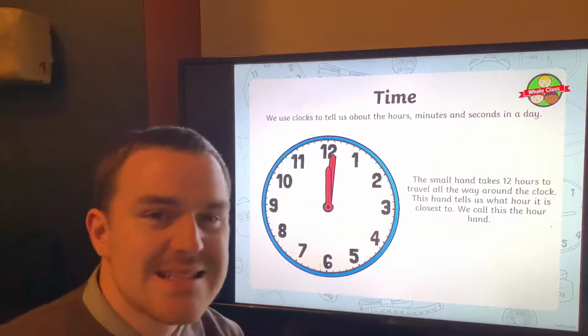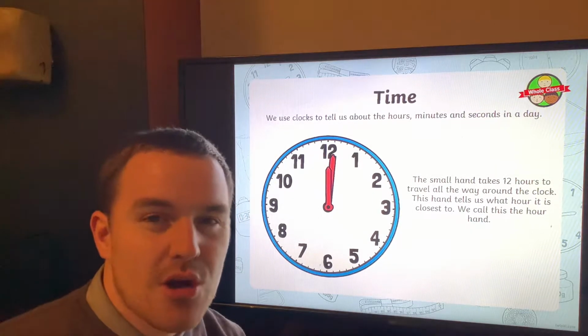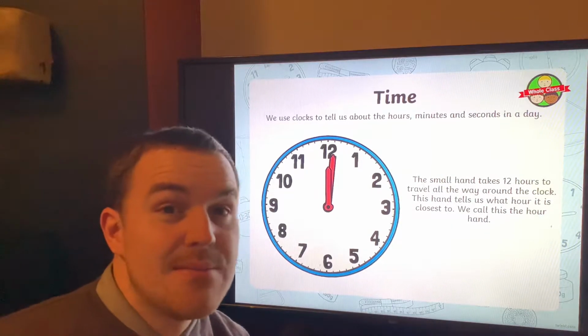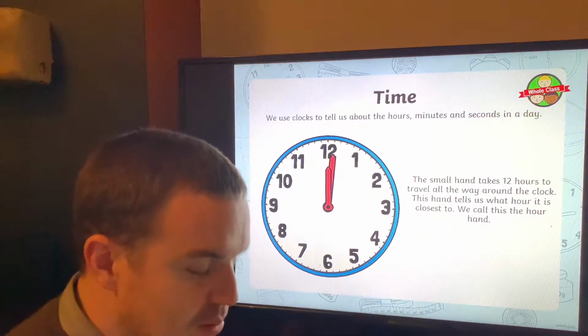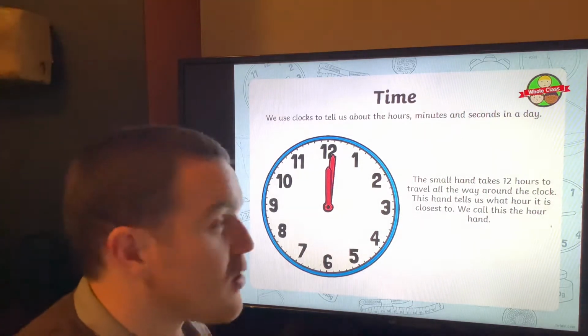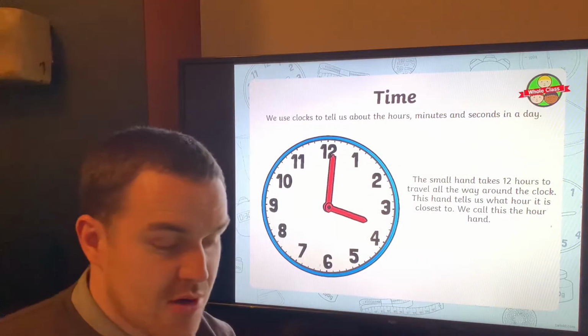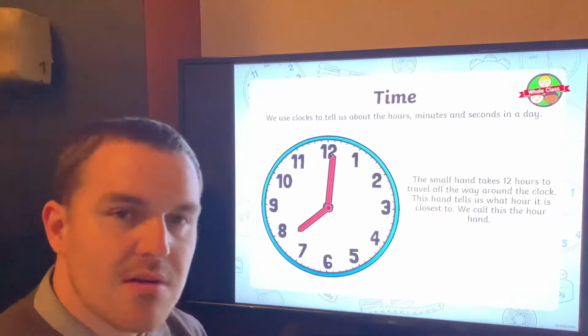The small hand takes 12 hours to travel all the way around the clock. This hand tells us what hour it is. So is it 3 o'clock or 3:30? So 3 being the hour. Is it 12:30 or 12 o'clock? 12 would be the hour. Let's watch this clock move 12 hours around the clock. You can see it going the whole way around. The hour hand, the short one. On our clocks, the hour hand is the red one, okay? A little bit shorter.